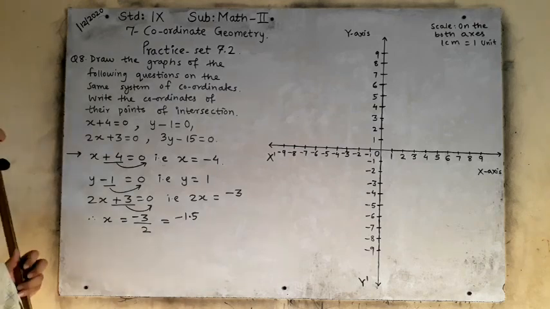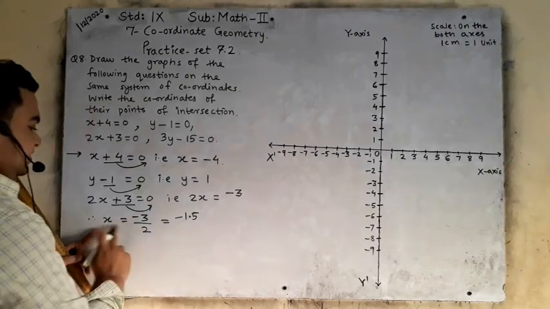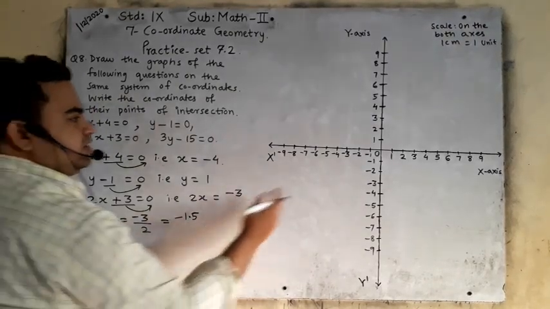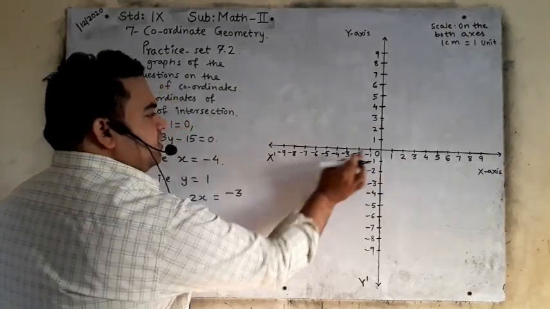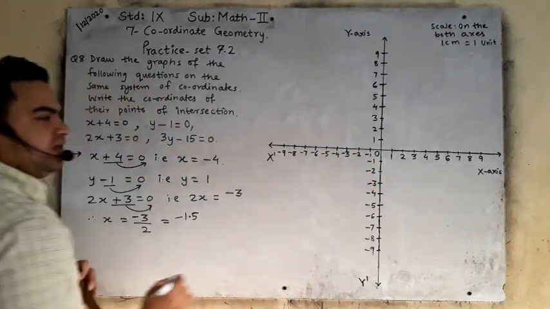Minus 1.5. So where will minus 1.5 be? On the x-axis. See, x is equal to minus 1.5. So on the x-axis minus is here, and 1 and 2 are here, so 1.5 will come in between, इन दोनों के बीच में आएगा, right?